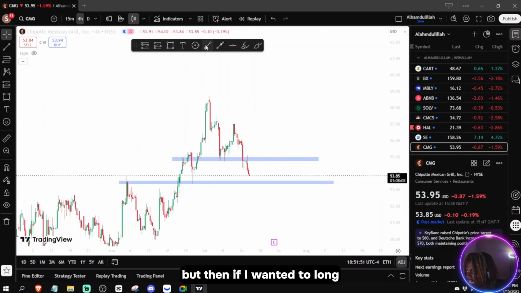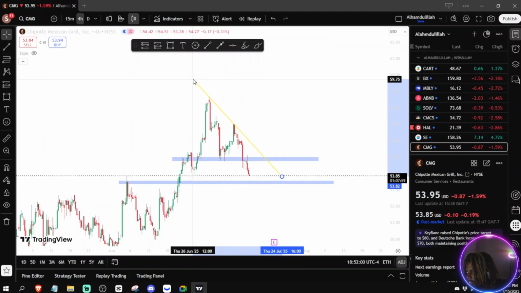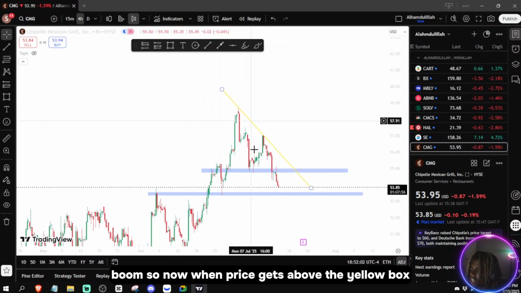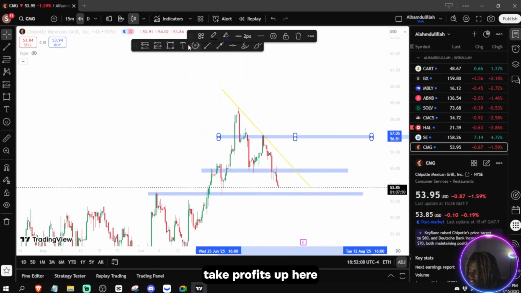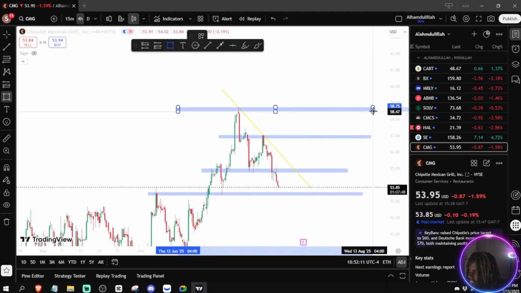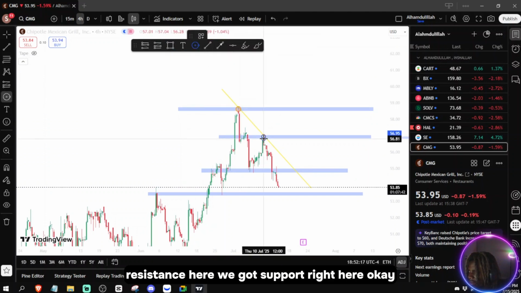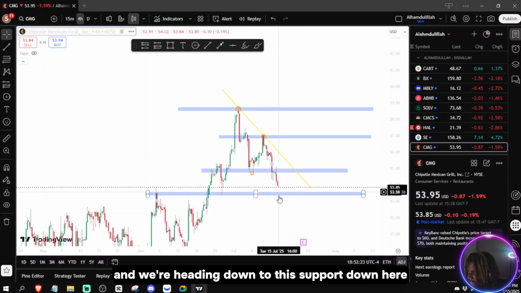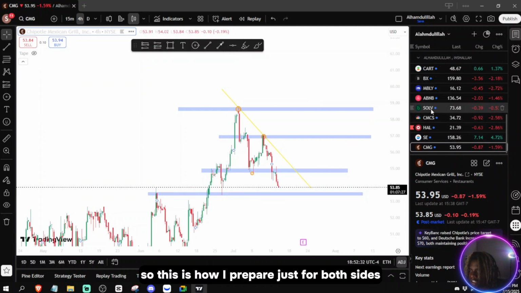But then if I wanted to long, I would just draw it like this. Boom. So now when price gets above the yellow box, then I'm gonna be able to take these two take profits up here. Okay, so we got resistance up here, resistance here, we got support right here. Okay, the support got broken, retested, and we're heading down to the support down here, you know? So this is how I prepare for both sides.